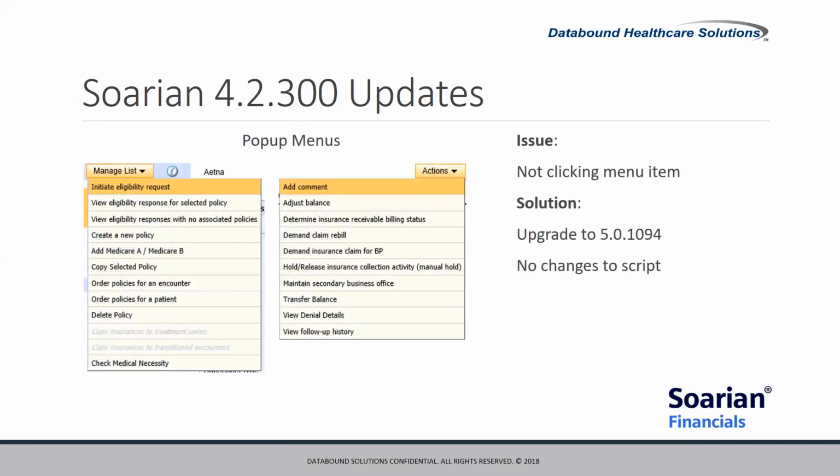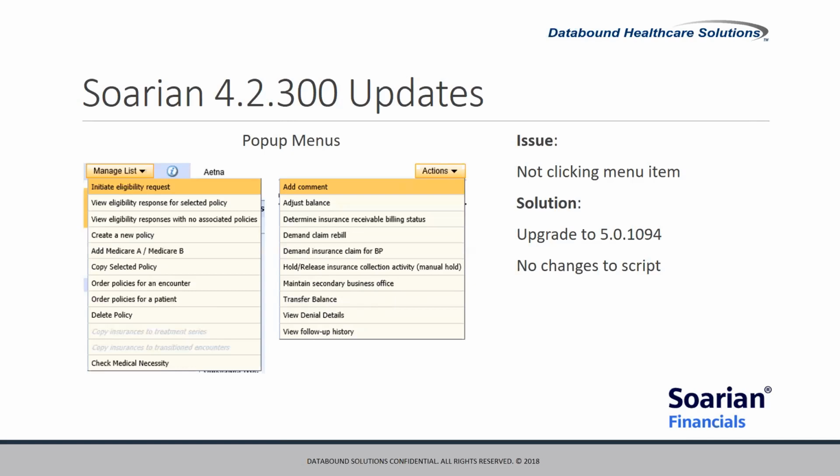Our friends, the pop-up menus, are back again. It seems like every 2 or 3 versions we have another change with these things. The thing that was happening before was that we were not able to click on the menu item. So if you go to 42300 and try to click one of these options from the menu, it will not go through. You won't get an error message either. Just know, again, you need to change your script or upgrade to 1094 with no changes to the script at all.